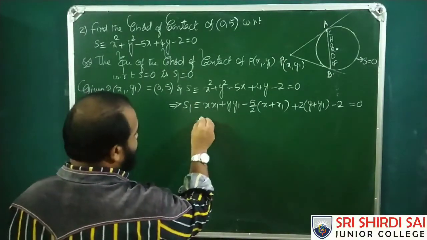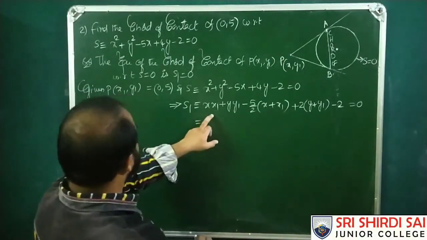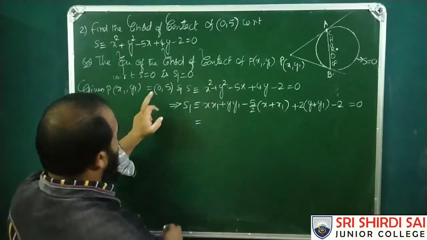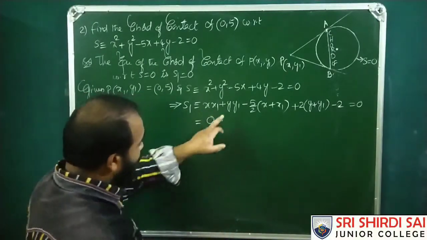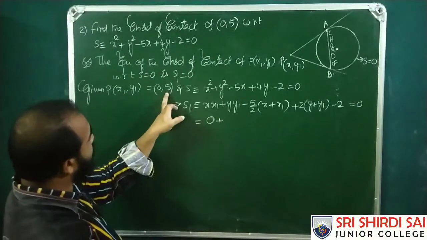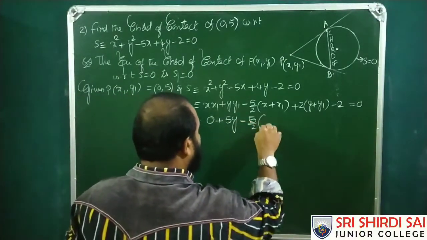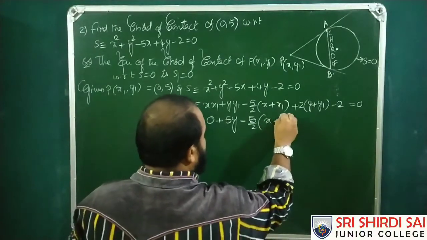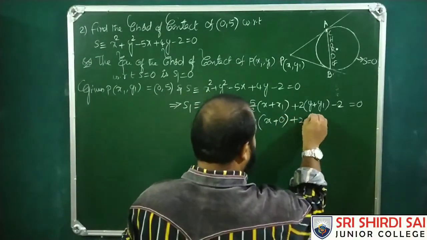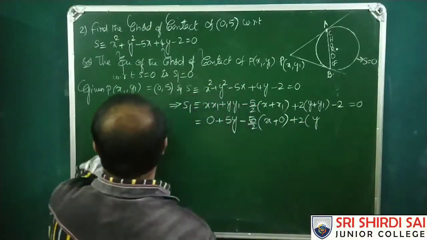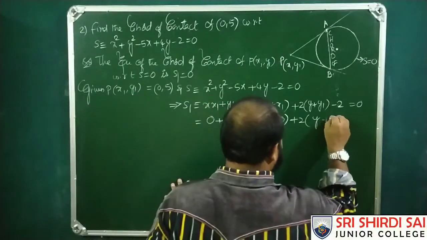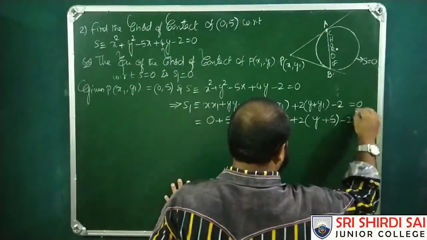That is equal to x x1, so x into 0 is 0, plus y into y1 value, which is 5. So 5y minus 5 by 2 into x, plus x1 value is 0, plus 2 into y plus the value of y1 is 5, minus 2 equals 0.